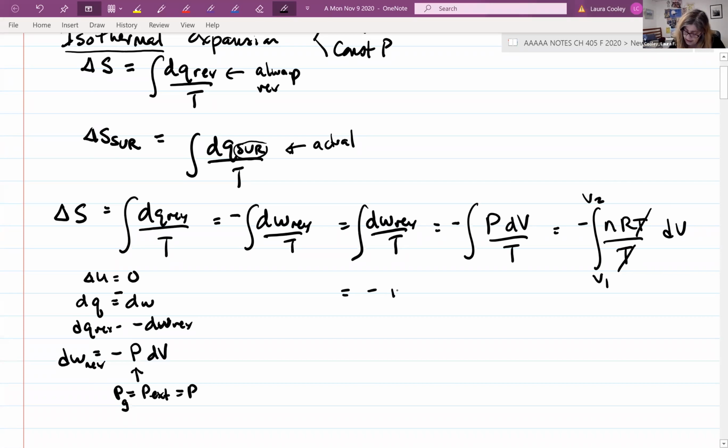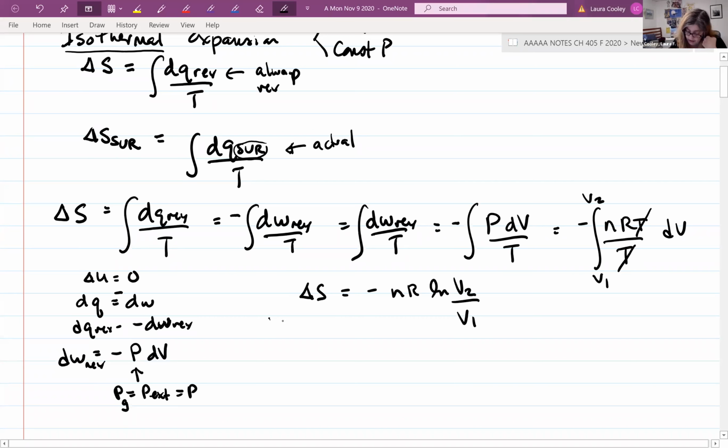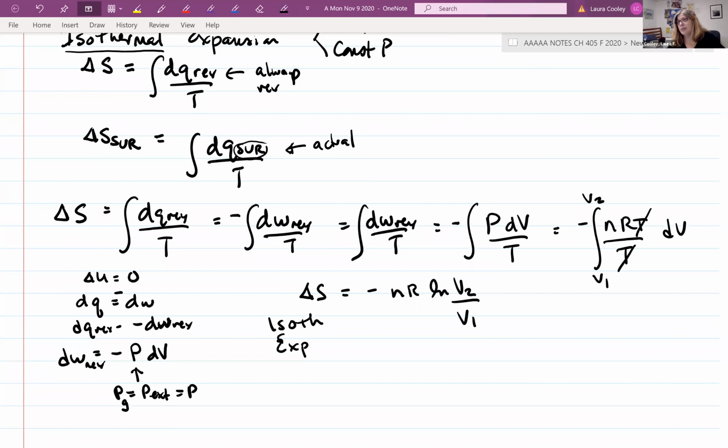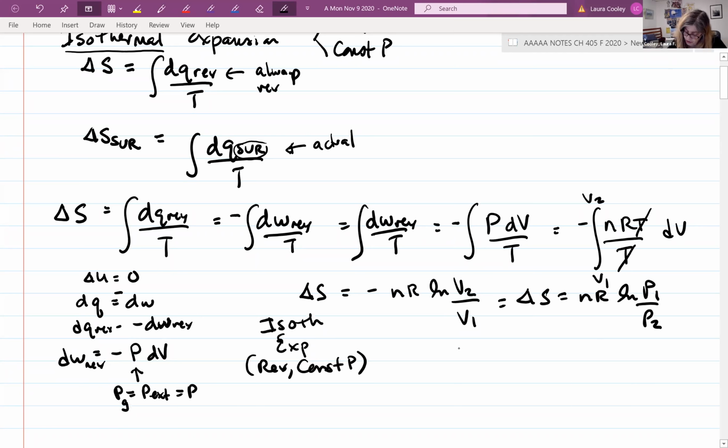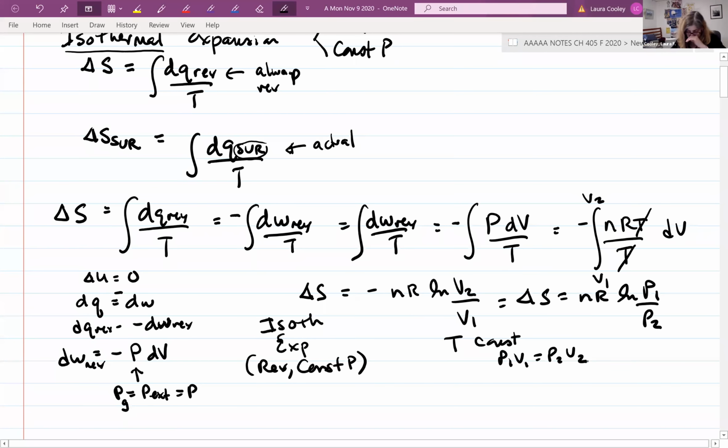So this comes out to minus nR times the log of V2 over V1. And this is delta S for an isothermal expansion, and not just for a reversible expansion. This is delta S for any isothermal expansion. So this is for the reversible or the constant pressure expansion. Doesn't matter. And we could always write this as nR log P1 over P2, because T is constant. So P1 V1 is P2 V2, okay? So that's what we did for the delta S.